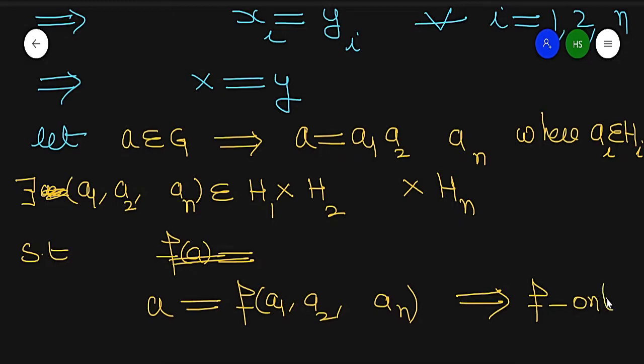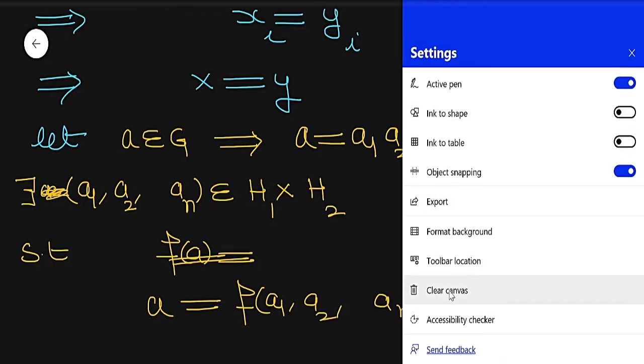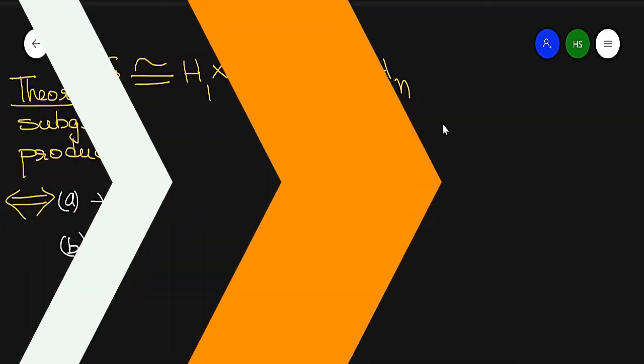Now f is one-one, f is a homomorphism and f is onto. So it proves that G is isomorphic to H1 cross H2 and so on up to Hn. So this is isomorphic to these values.